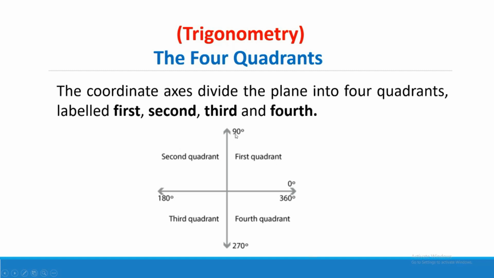From 90 degrees counterclockwise up to 180 degrees, that's the second quadrant. Then we rotate counterclockwise from 180 degrees up to 270 degrees, and that's the third quadrant. And last, from 270 degrees up to 360 degrees, that's the fourth quadrant.